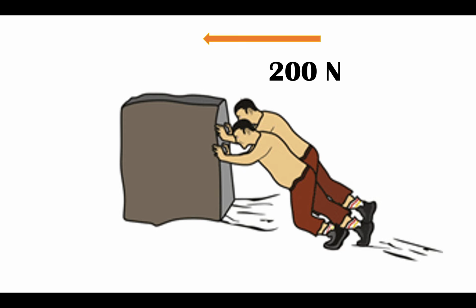Another example is this one. Unlike the other example, both of them have a combined force. They try to move this heavy stone or boulder towards the left side, and their combined force is 200 newtons. Notice on the other side, there's no force seen here. So my question: do you think this situation showcases balanced force or unbalanced force? If your answer is unbalanced force, then you are right.